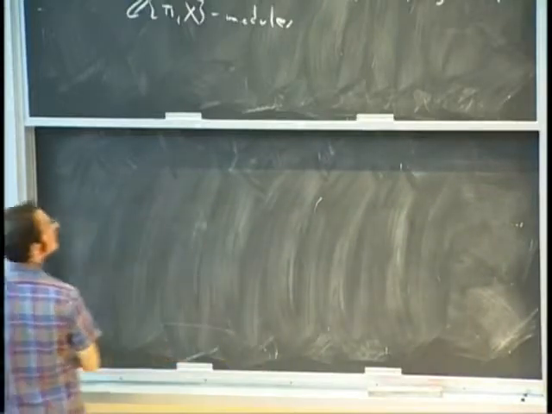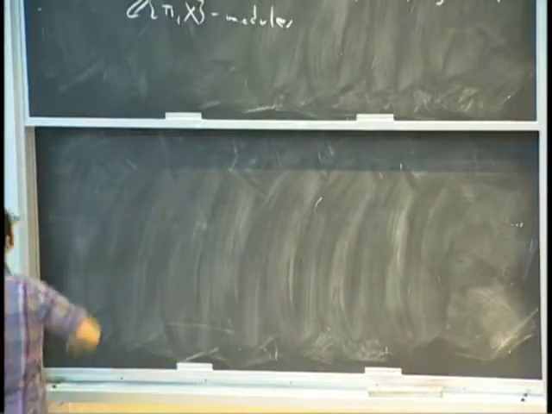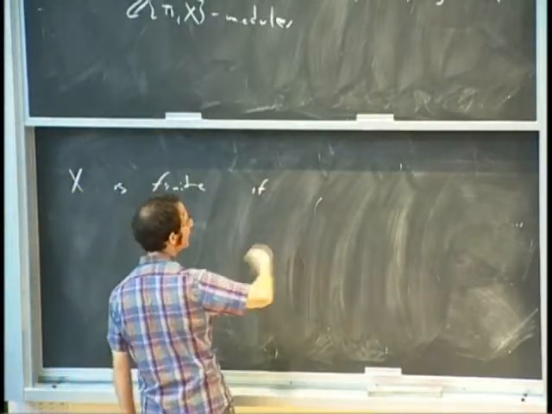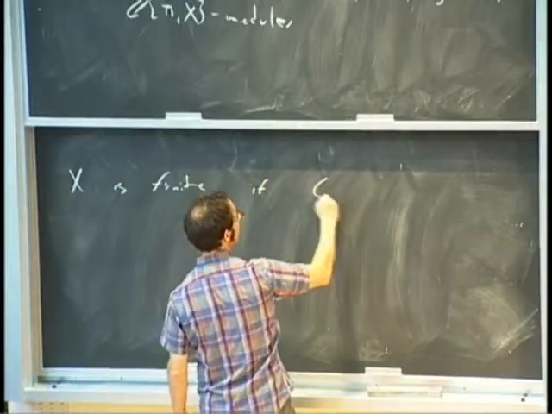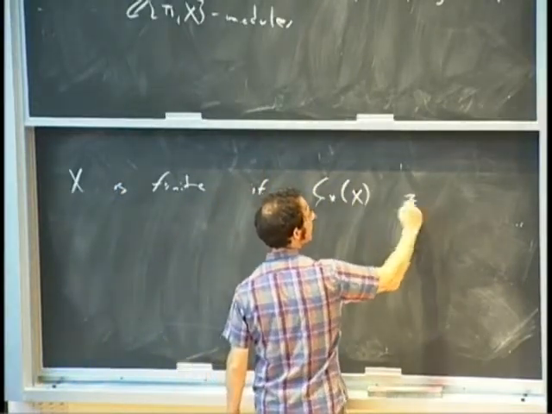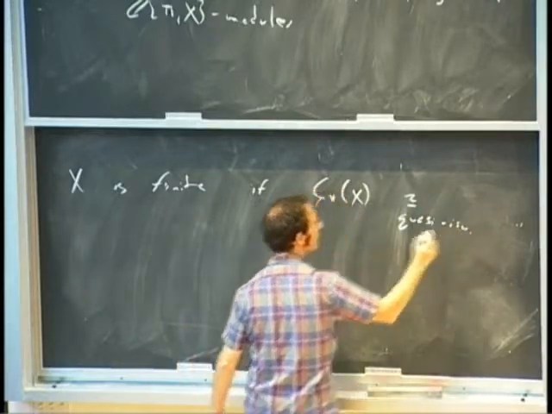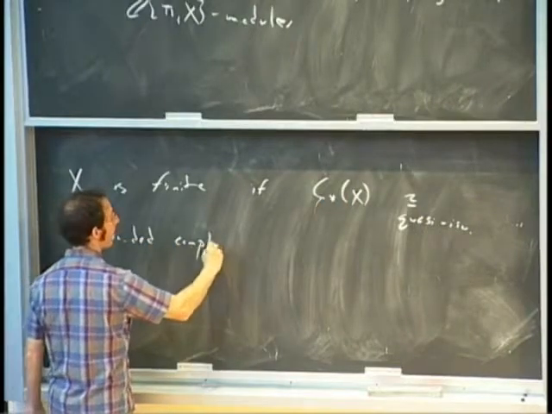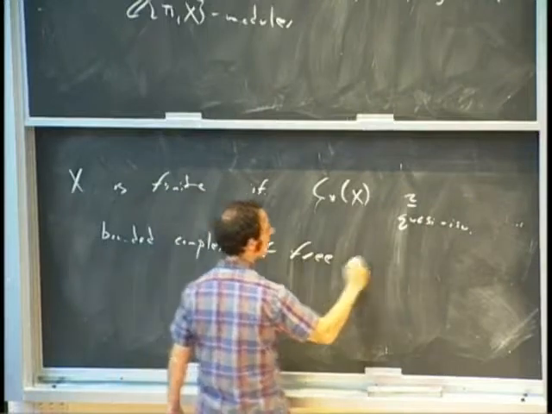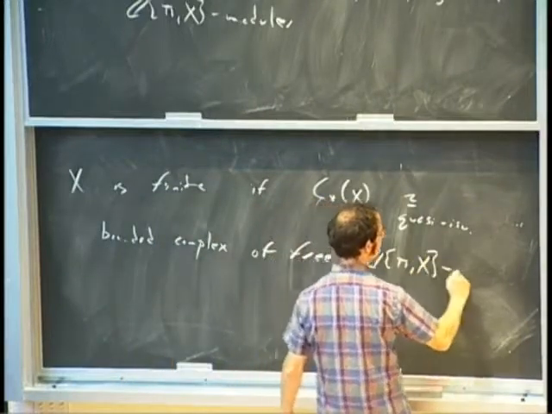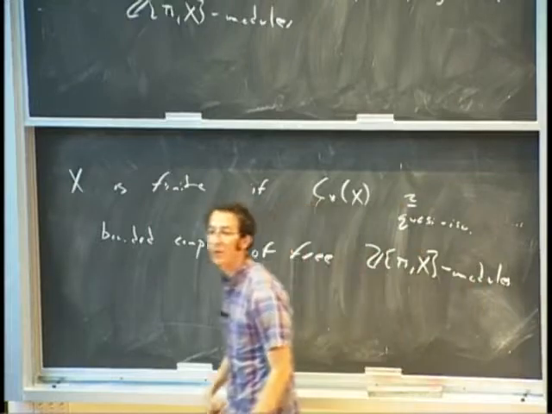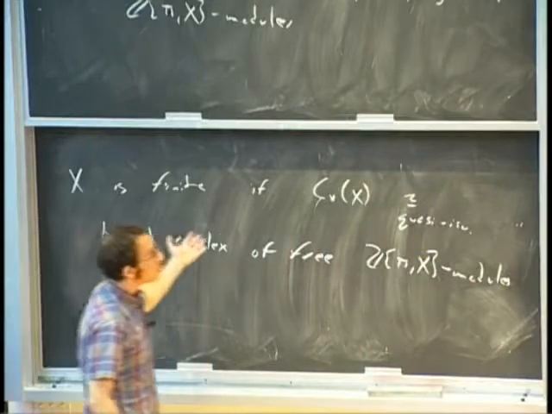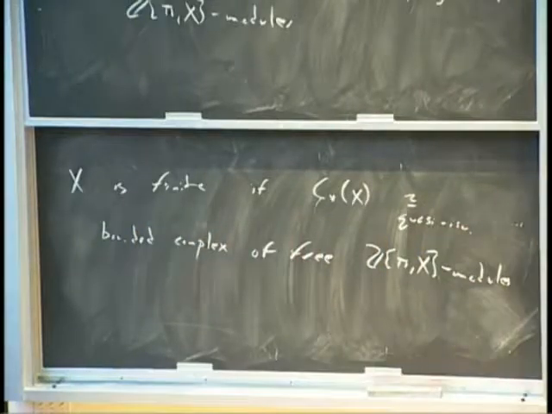And what it turns out is that the next thing you show is that X is finite if C star X is quasi-isomorphic to a bounded complex of free Z pi 1 X modules. Okay? This again requires proof, but is true.